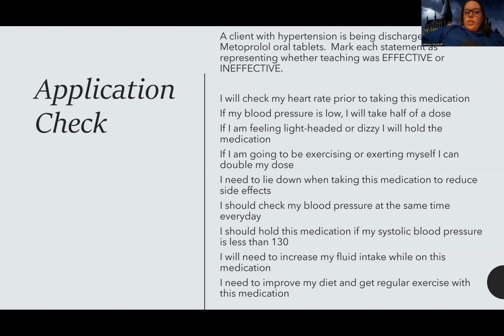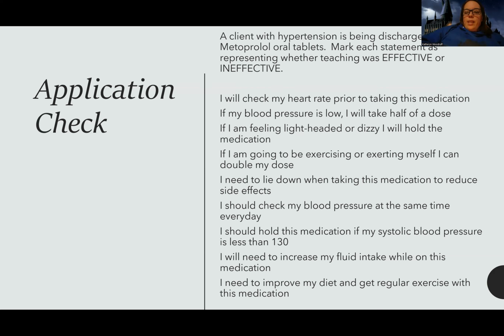If I'm going to be exercising or exerting myself, I can double my dose. Absolutely not. You should not be changing your dose. So this is another good teaching in general, it's not just about metoprolol, all hypertension meds. They don't double doses.